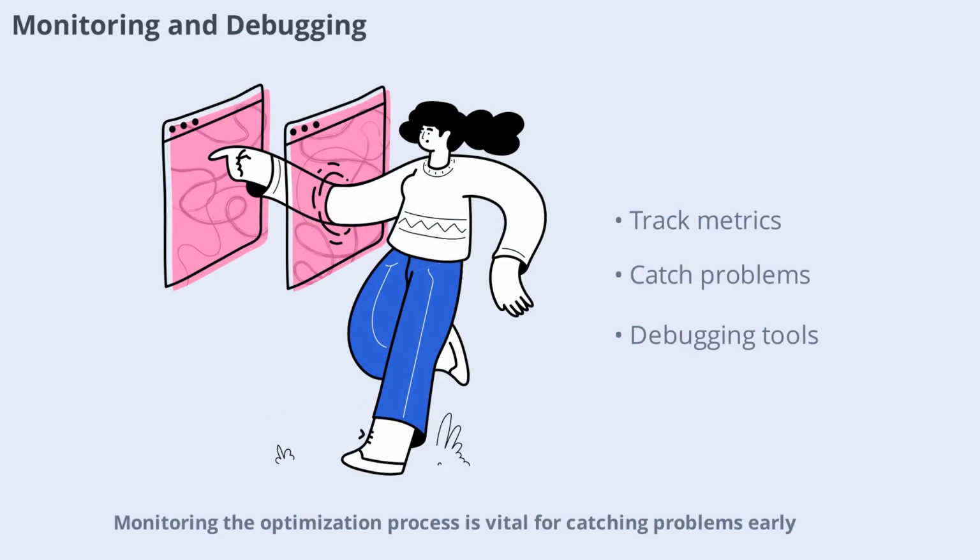Monitoring the optimization process is vital for catching problems early. By tracking metrics like loss, accuracy, and gradients, you can identify issues such as vanishing or exploding gradients. Debugging tools and careful observation help ensure smooth training.